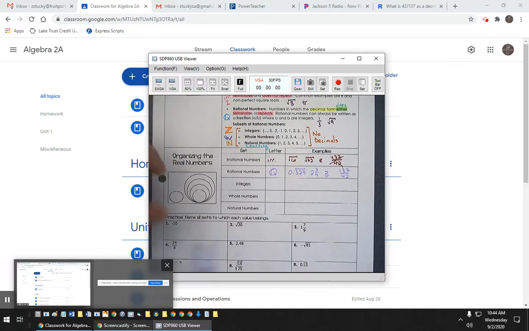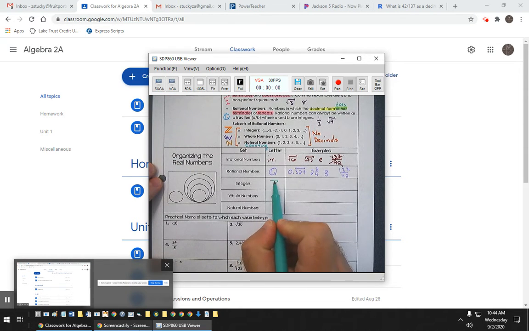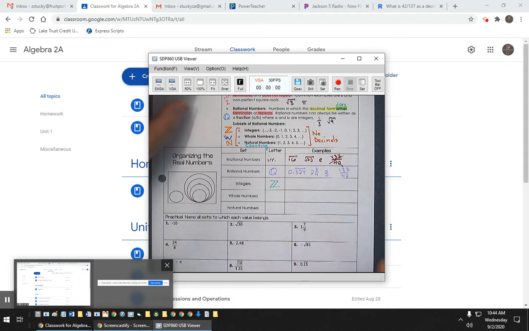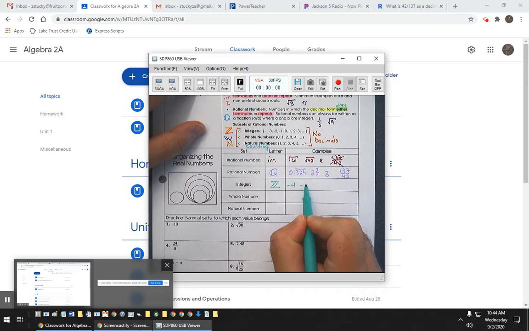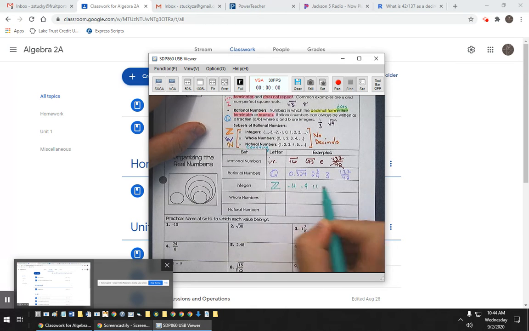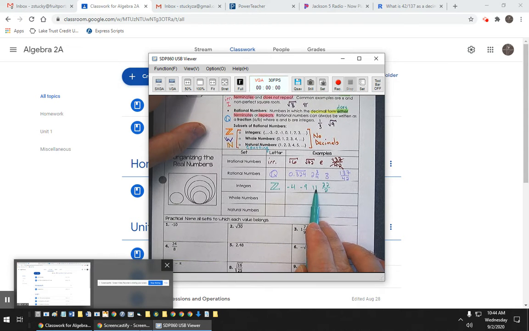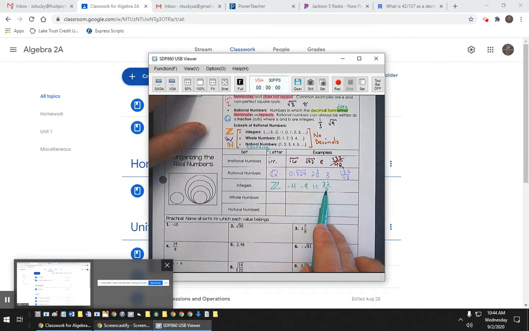So these are all kind of the nice numbers that you think of that are decimals. Integers are positives and negatives with no decimals. So -4, -9, 11, 22 over 2, right? Because what's 22 divided by 2? That makes the number 11. This is an integer because it can be cleaned up.